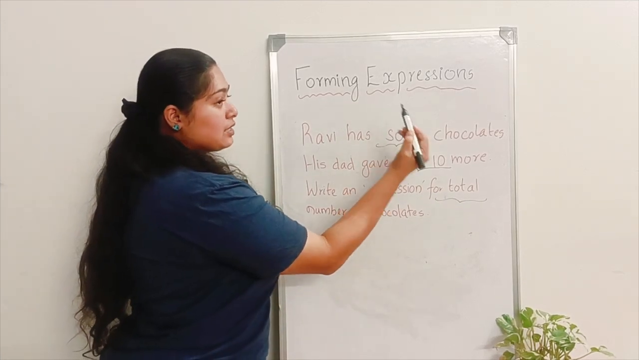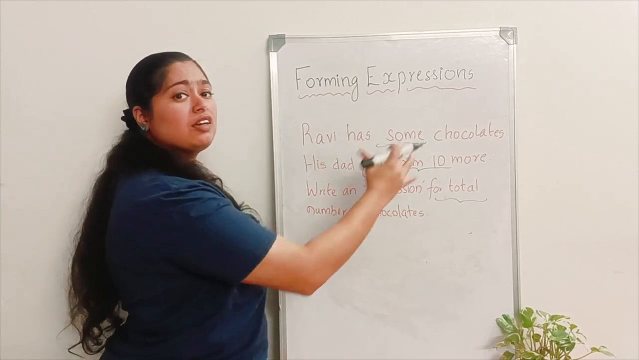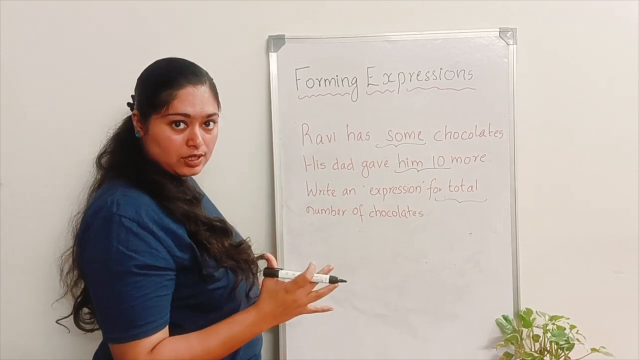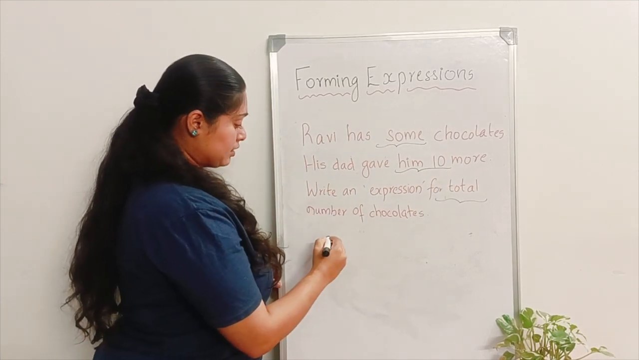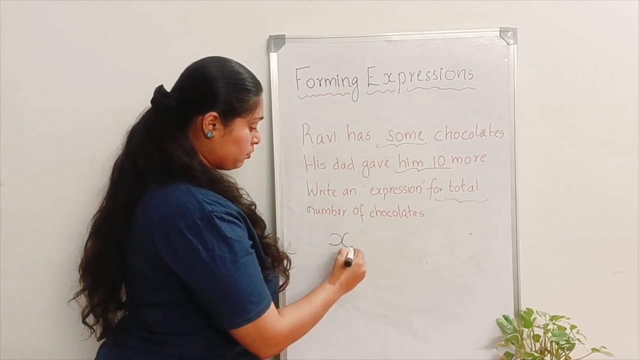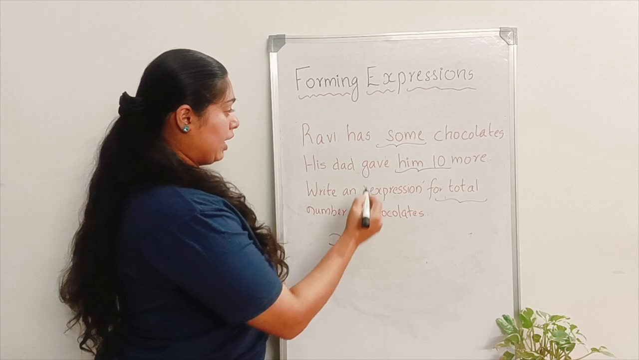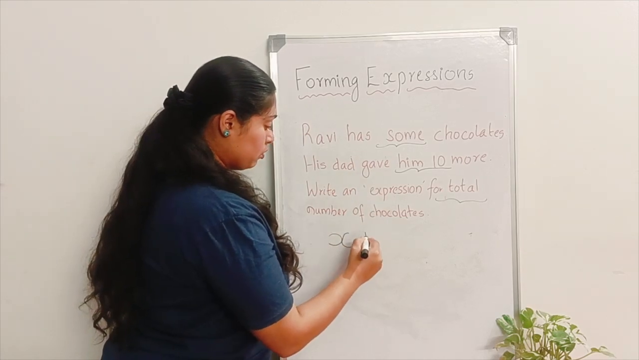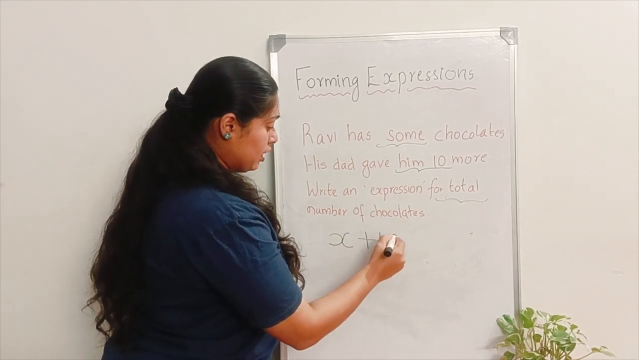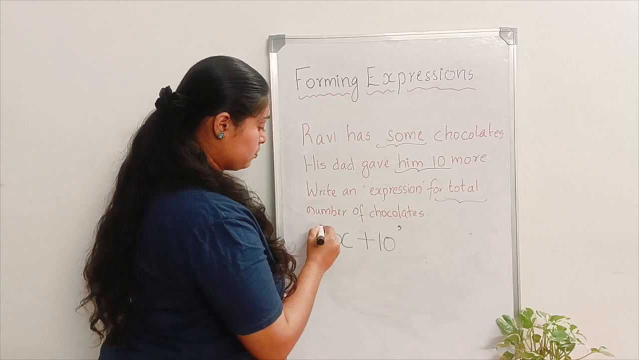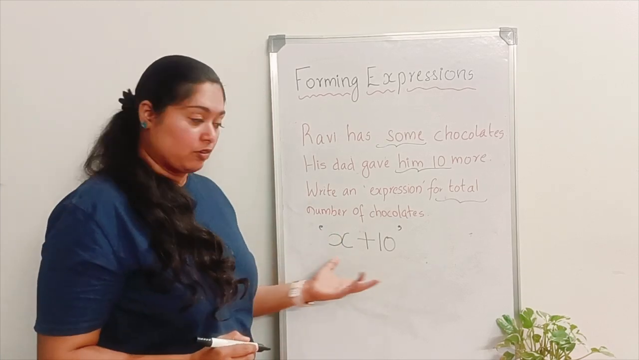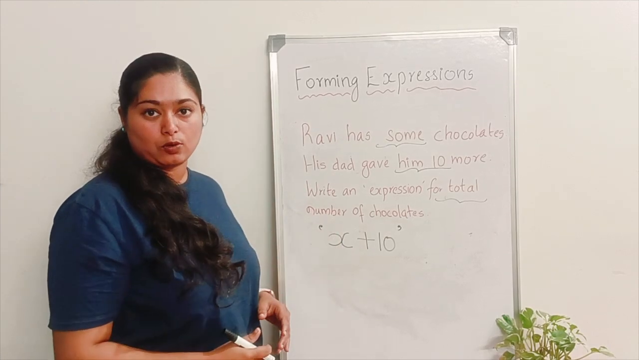So Ravi has some chocolates. Whichever thing we don't know, how much Ravi is having, let's take that as the variable x. So x is the number of chocolates that Ravi has right now. And his dad gave him 10 more, so x plus 10. And this is the expression for the total number of chocolates Ravi has right now.